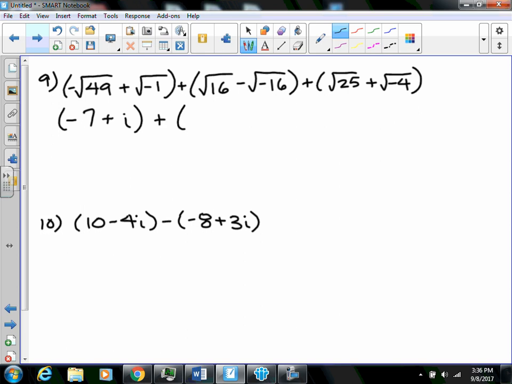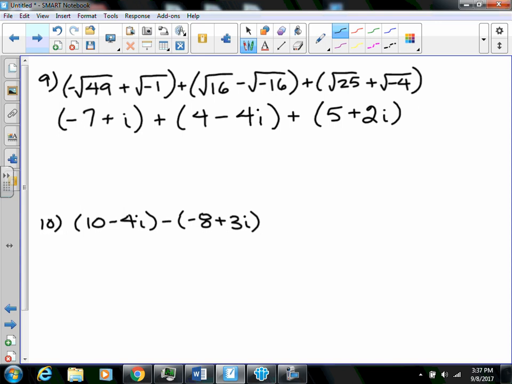Plus, in the second group, you have the square root of 16, which you know is 4, minus the square root of negative 16 is 4i. Plus, the square root of 25 is 5. The square root of negative 4 is 2i. Now that I've written these out, I have 3 different complex numbers.